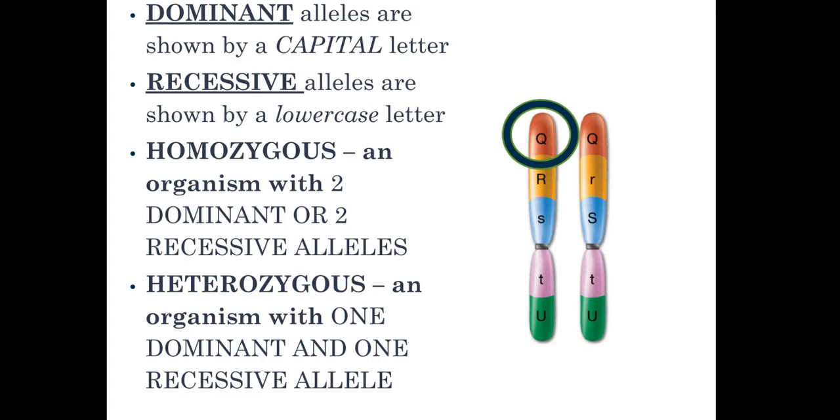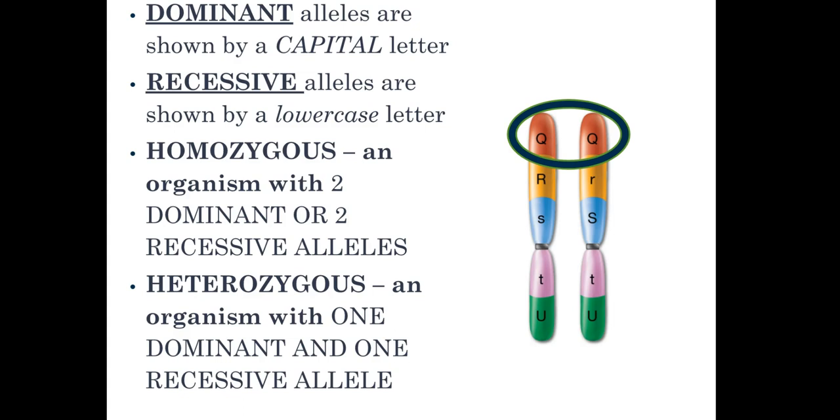Let's start by looking a little bit more carefully at some of this vocabulary. We've talked about dominant and recessive already. Dominant alleles are shown by that capital letter which you see here circled. We represent recessive alleles by a lowercase letter. The word homozygous means an organism that has two dominant or two recessive alleles. So here we have an example of homozygous, two of the same dominant capital letter.